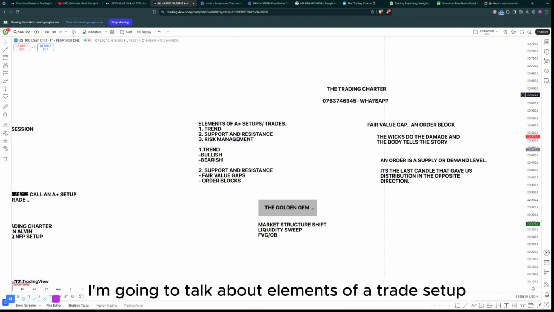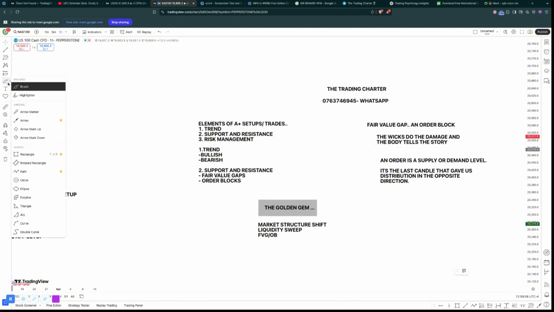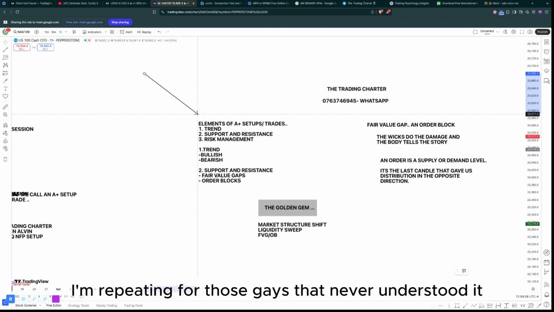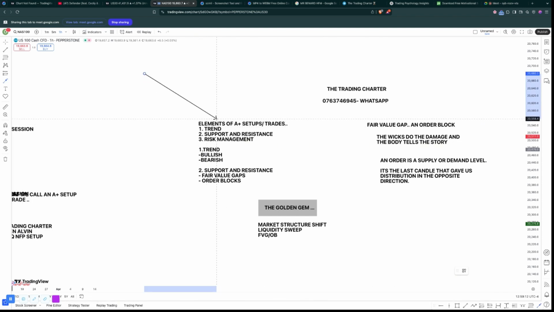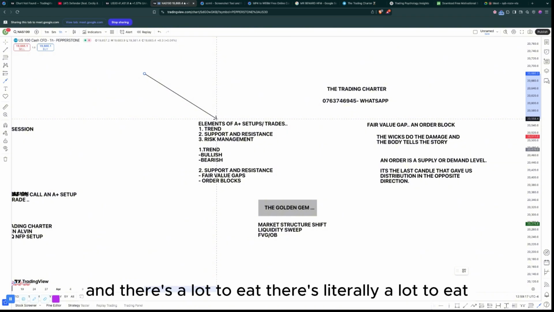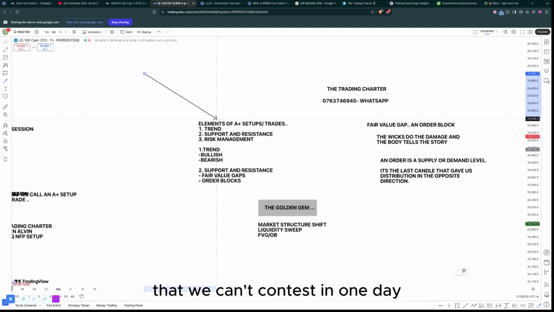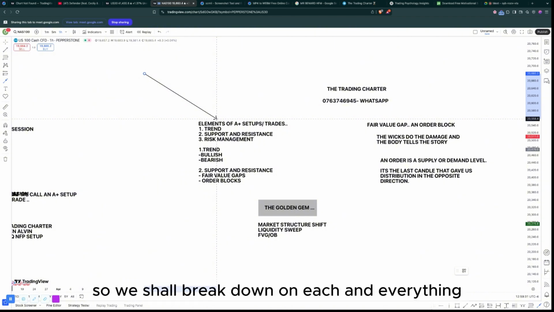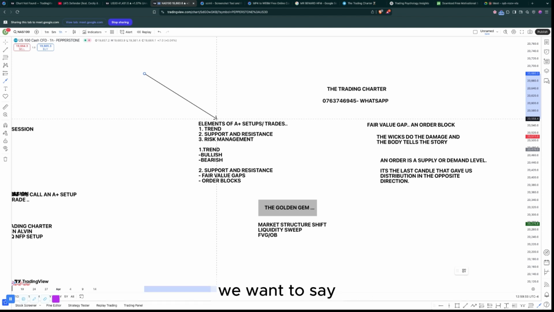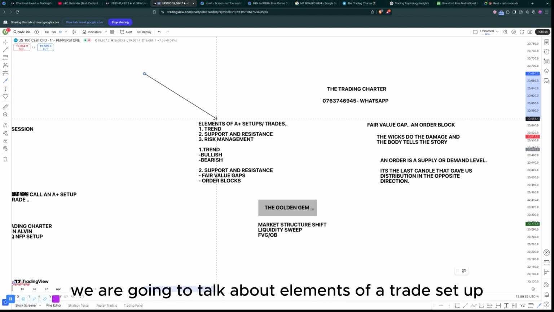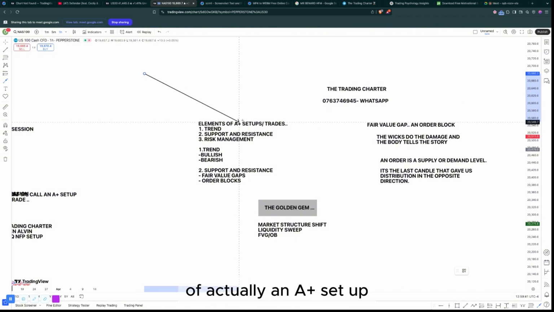We're going to talk about elements of a trade setup. It's a lecture I'm repeating for those guys that never understood it. There's literally a lot to eat that we can't condense in one day, so we shall continue with it in the boot camp. Furthermore, we shall break down each and everything well and precisely. So today we are going to talk about elements of an A+ setup.